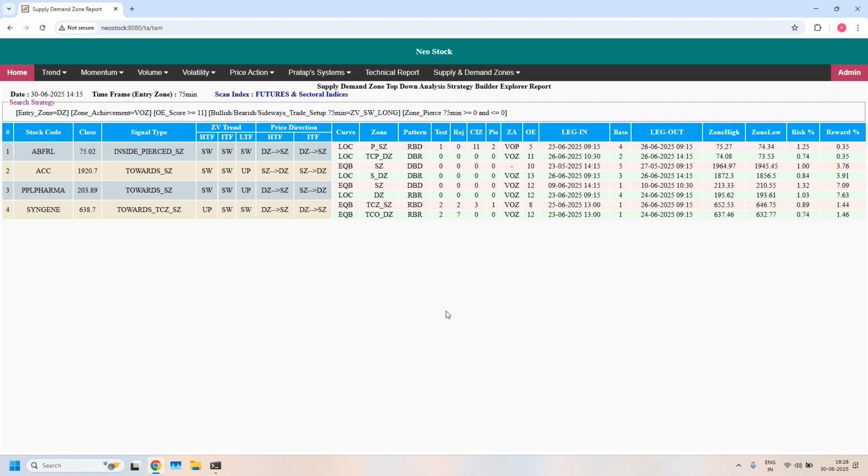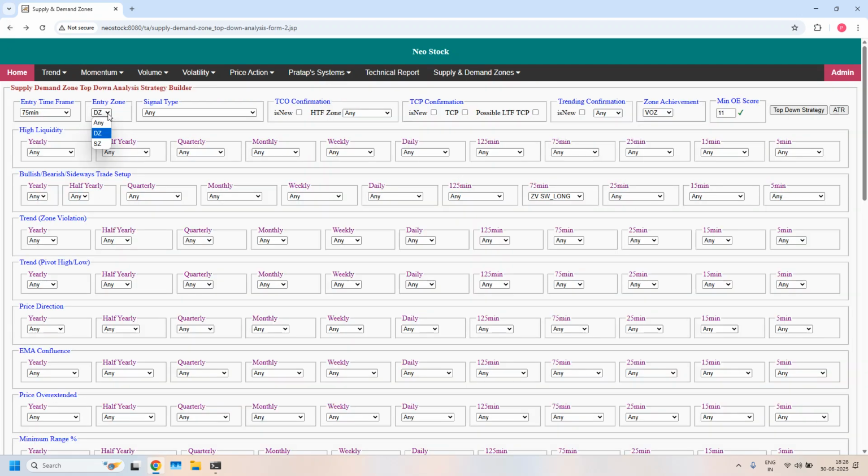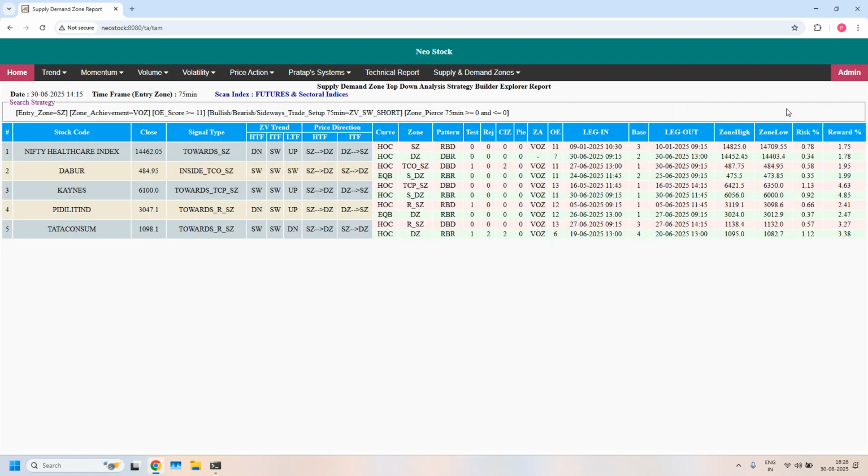Okay, next sideways short trade setup for weekly income trade. The change is 75 minutes supply zone, and here sideways short trade setup. Now no changes in the filters. All filters are applied to 75 minutes supply zone. Let's filter. We got 5 stocks. So this is a sideways short trade setup for weekly income trade, and entry time frame zones are 75 minutes supply zones. So this is already tested.